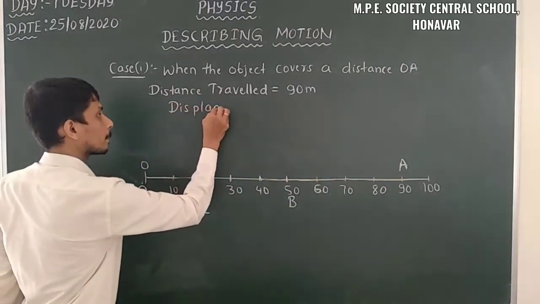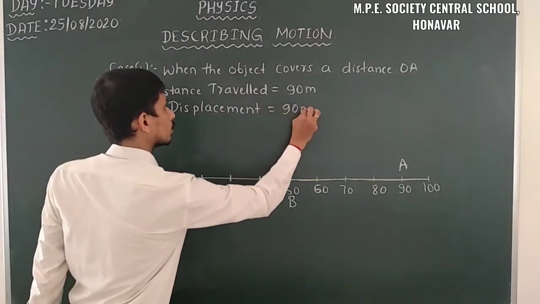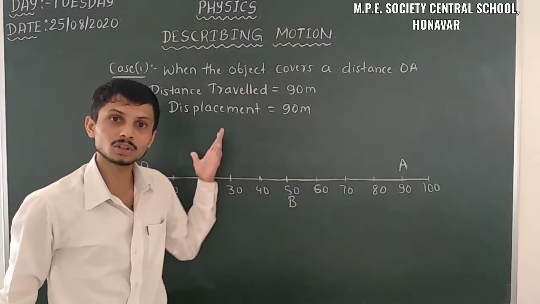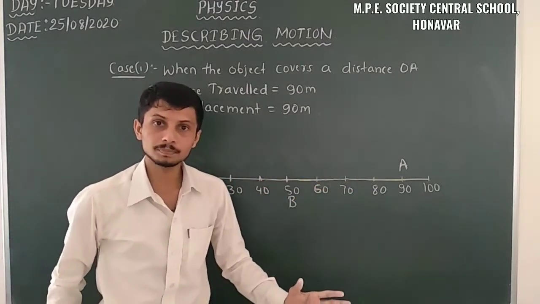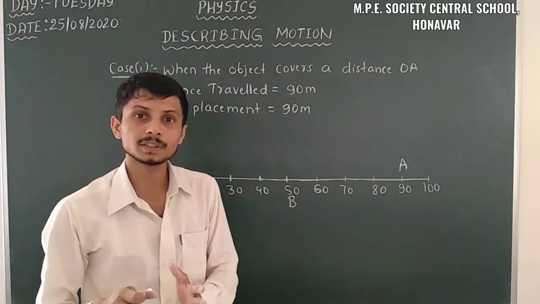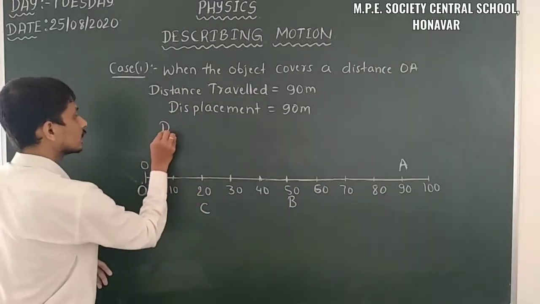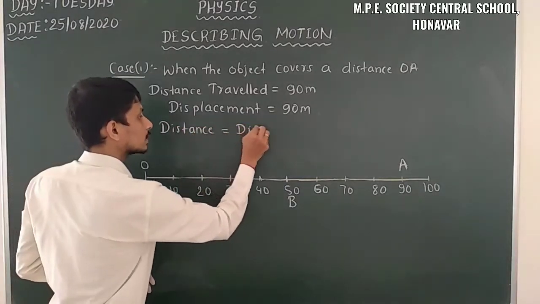Displacement is equal to 90 meter only. So when the object moves along a straight line, the distance traveled by the object and the displacement of the object are one and the same. That means distance is equal to displacement.